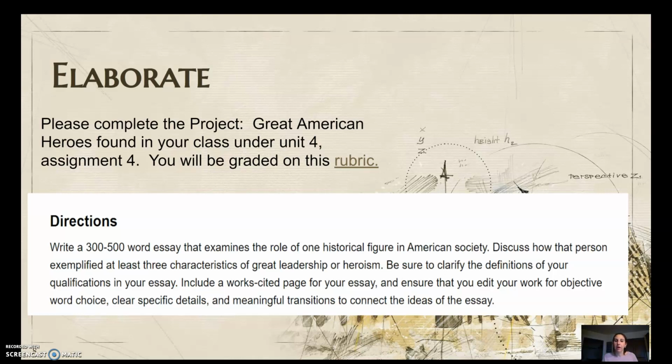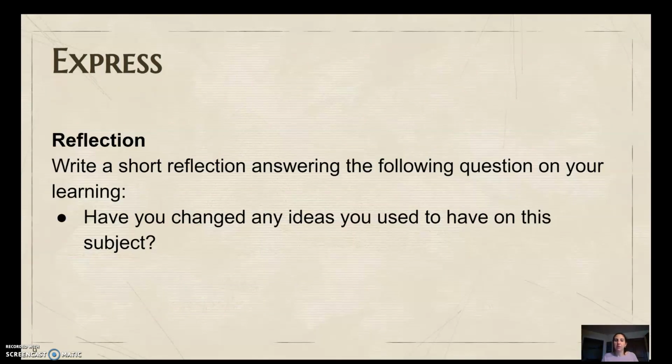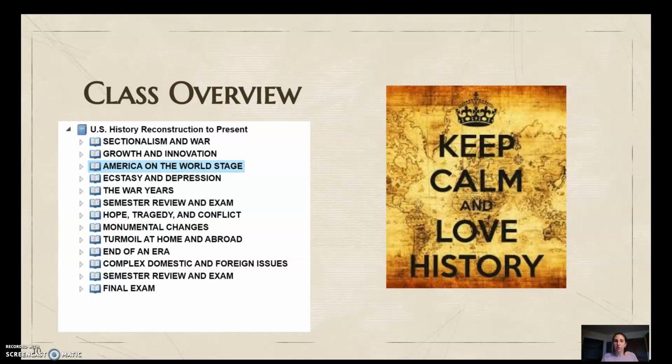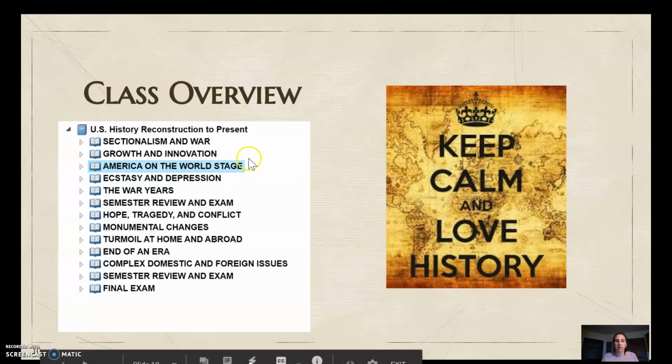I would like you to have a works cited, so at least tell me what websites you use or where you got your information, and ensure you edit your work so that you have good transitions, it makes sense, and everything flows really well. Okay, and then just tell me, have you changed any ideas on the subject of inventors or heroes or anything after you have looked at this information? Okay, so any questions or concerns, please reach out to me. Like I said, we are finishing up Unit 3 here, and we are moving on to Unit 4.